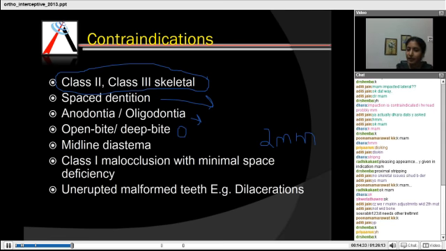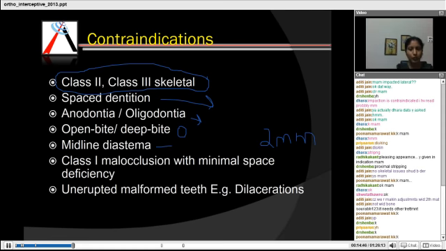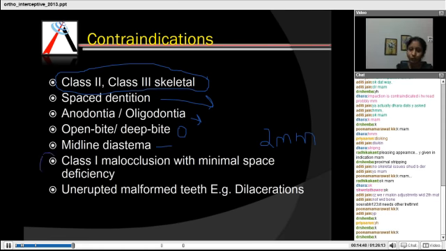Open bite, deep bite, again this won't be solved with serial extractions. You will tend to worsen the case when you're doing a serial extraction in an open bite or a deep bite case. Midline diastema, again lot of space is available. You do not need to go. Class 1, okay, we talked about this. In such cases, you can do something better, like proximal stripping.